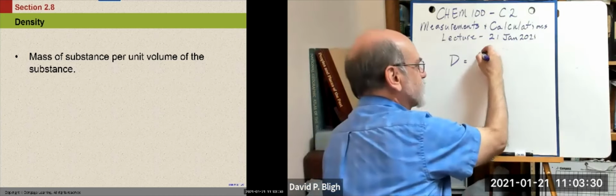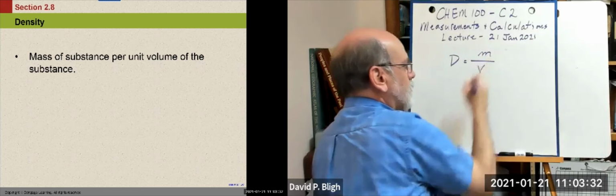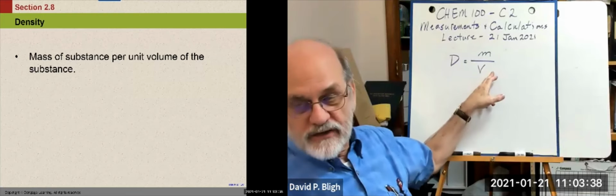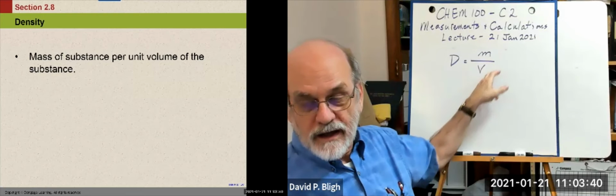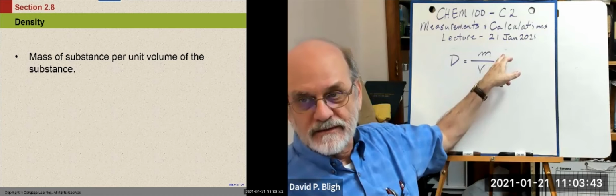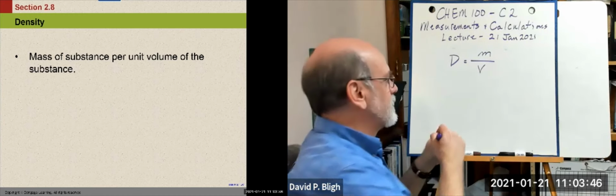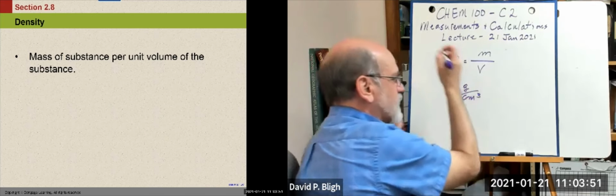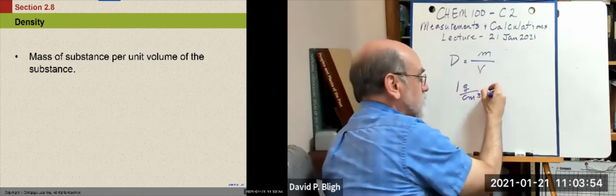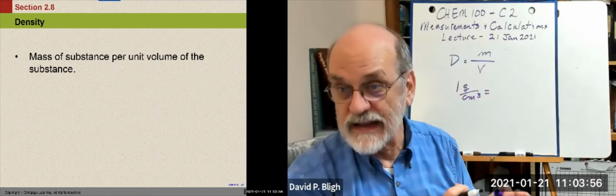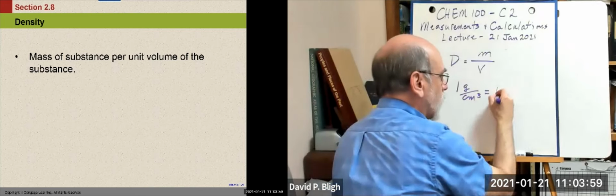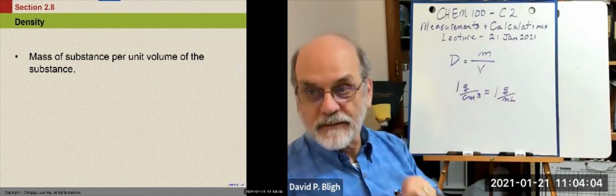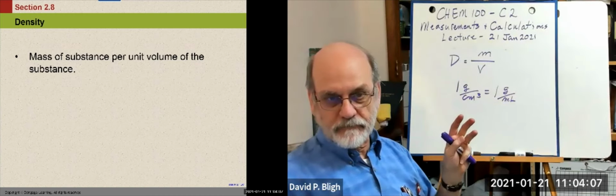So it's going to be the mass of something per volume, right? So if we have 1 cubic centimeter of water, its mass is going to be 1 gram. Because its density is 1 gram per cubic centimeter. Or, remember, cubic centimeter is equivalent to a milliliter. So it can also be 1 gram per milliliter.